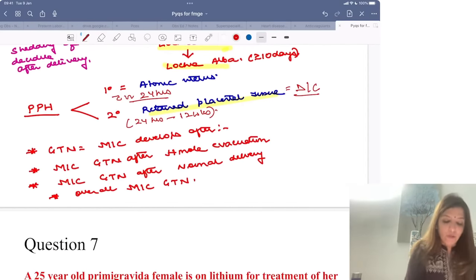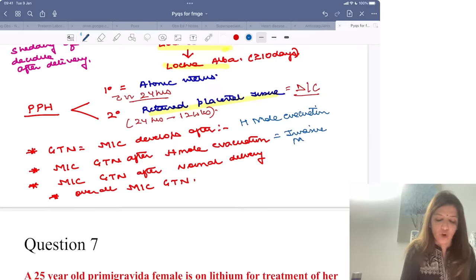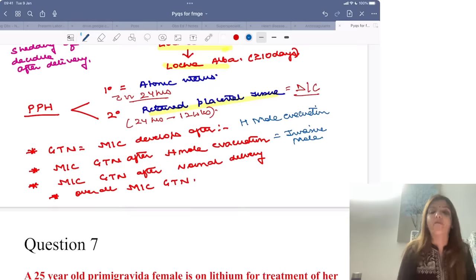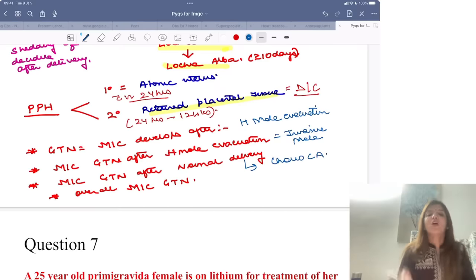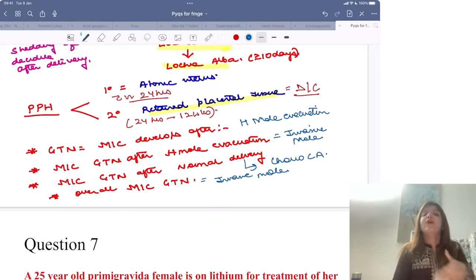Please remember that GTN most commonly develops after H-mole evacuation. And the most common GTN to develop after H-mole evacuation is invasive mole. Please do not say choriocarcinoma. But then GTN can also happen after abortion, after ectopic pregnancy, and after normal delivery. And the most common GTN after normal delivery is choriocarcinoma. Overall, the most common GTN is invasive mole. So whenever a patient comes to you with persistent bleeding after molar evacuation, or after normal delivery, or after abortion, or after ectopic pregnancy, one of the differential diagnoses is GTN. Clear to all of you?